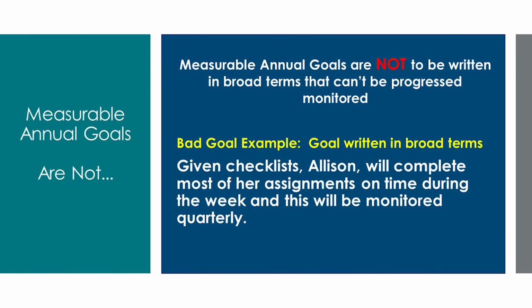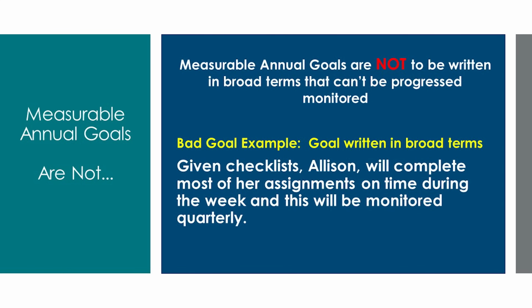The wording is too broad and subjective. For example, what does most of her assignments mean? Is it 1 assignment a week that she must turn in? Is it 4 assignments a week? Also, Allison is given checklists to keep track of her assignments. But what type of checklists are these? Different checklists keep track of different things. So you need to be a little bit more specific there as well.